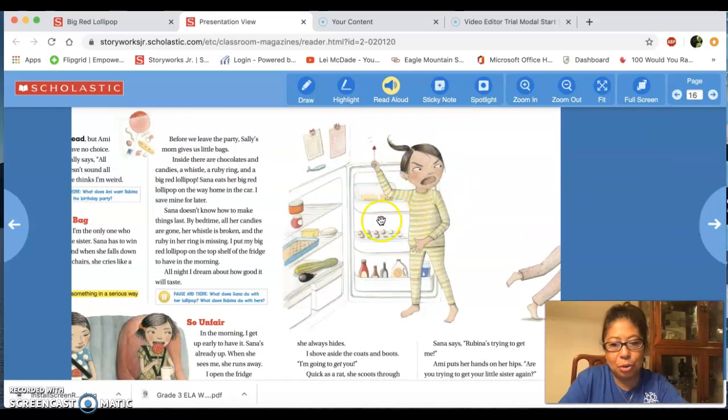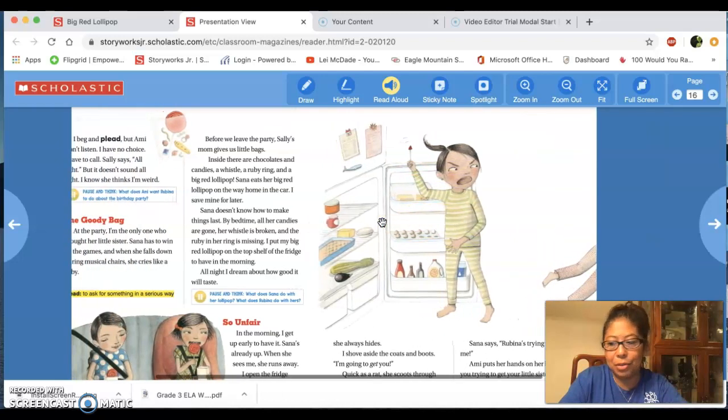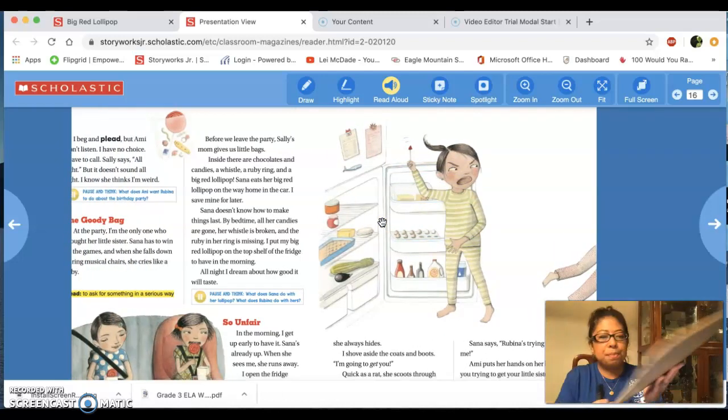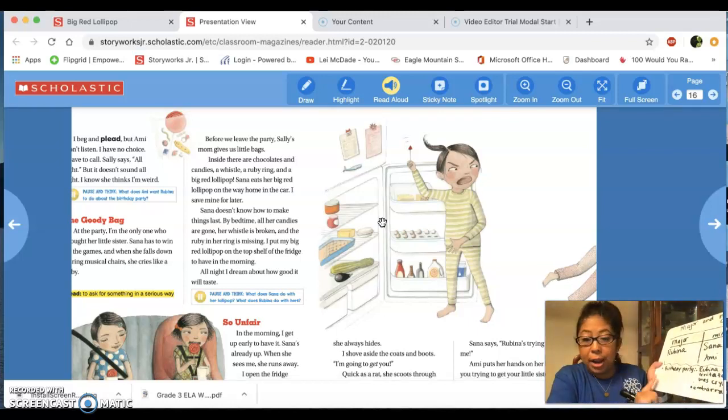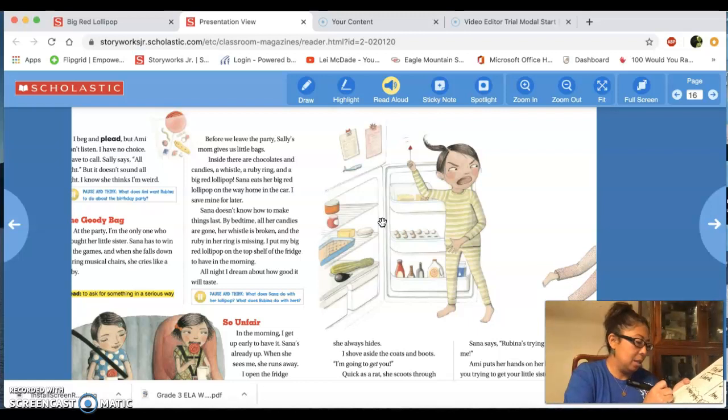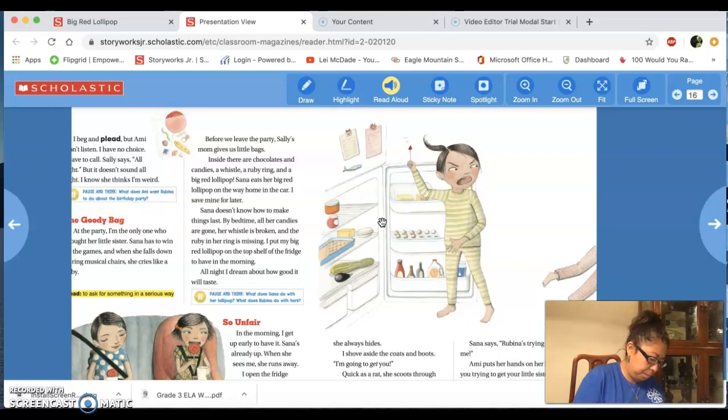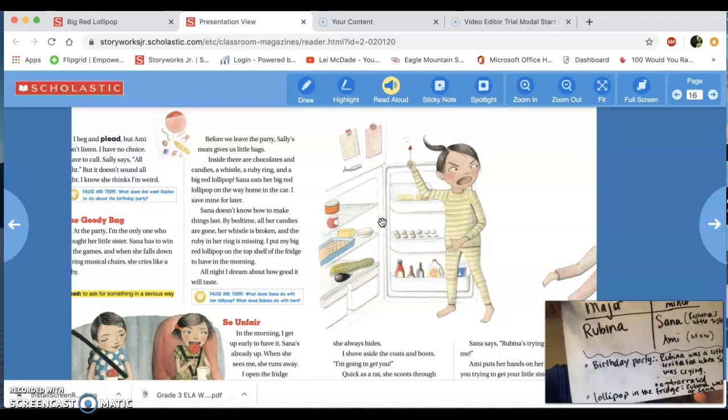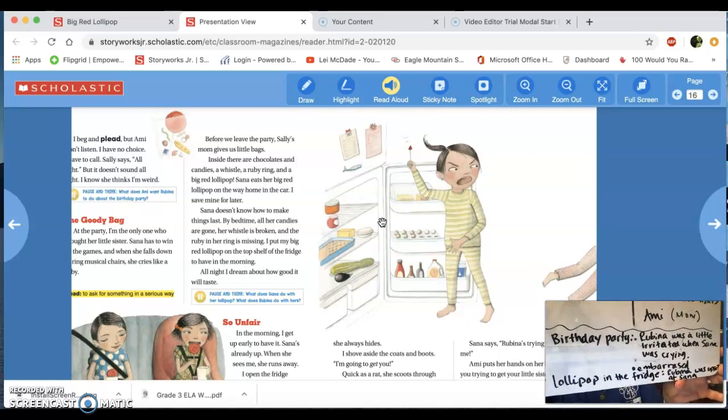So as you can see here, Rubina is not very excited about that. So we can add that also to our chart about the events, about their interactions. And so another interaction that they had was the lollipop in the fridge. And Rubina was upset at Sana. And she was upset at Sana because Sana ate her lollipop.